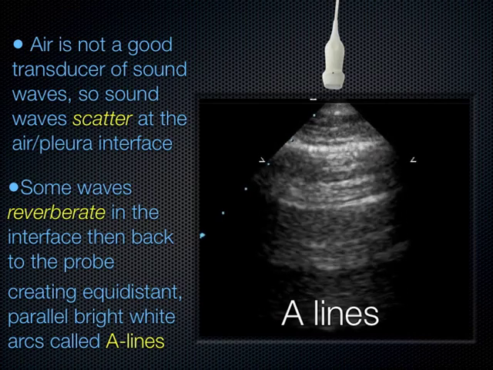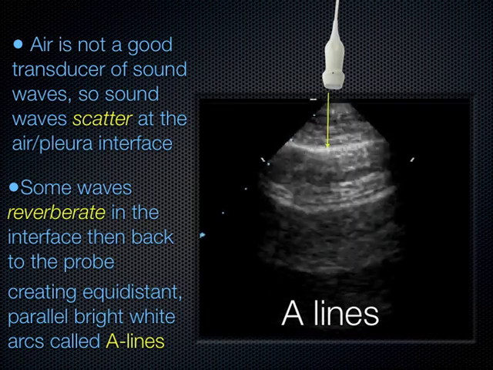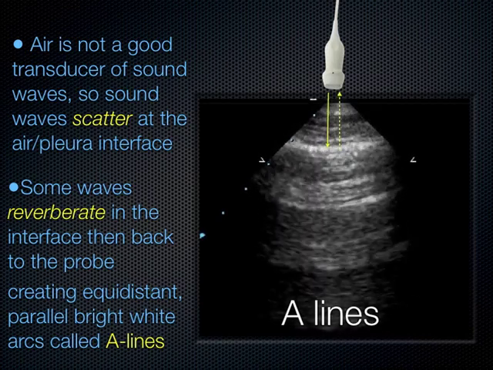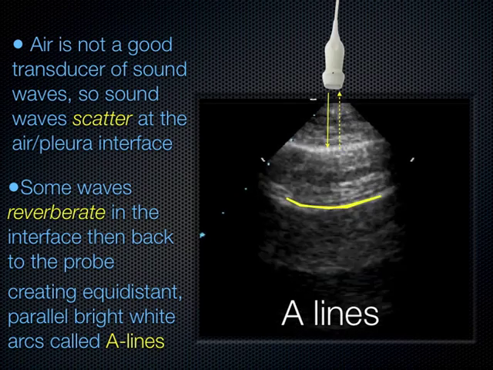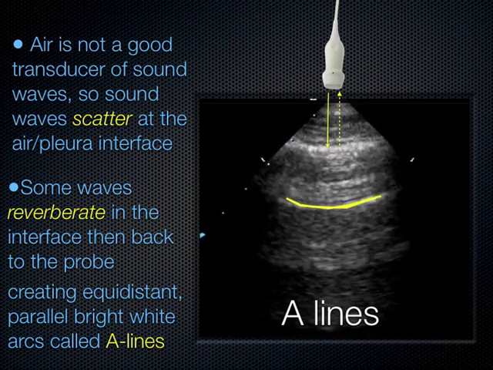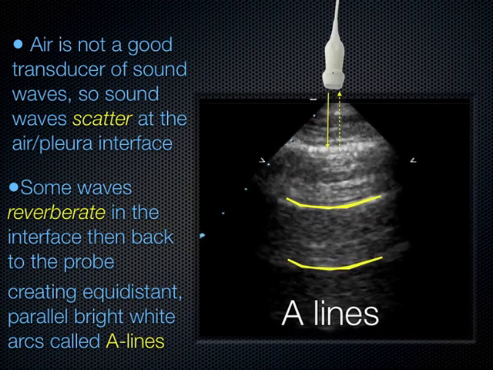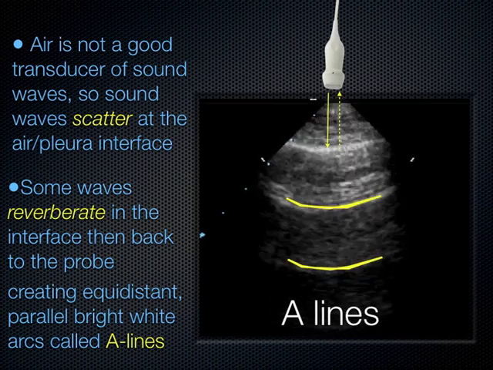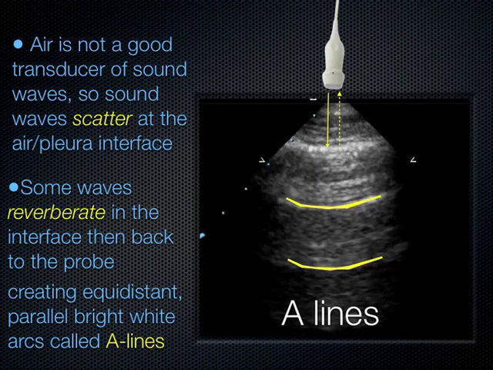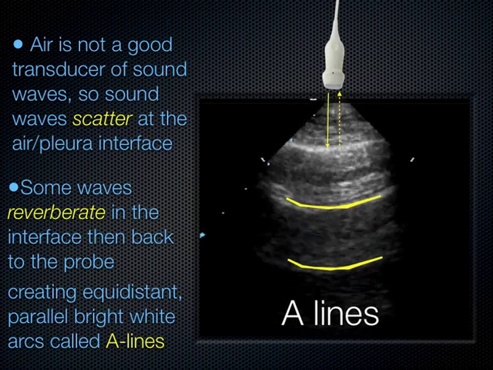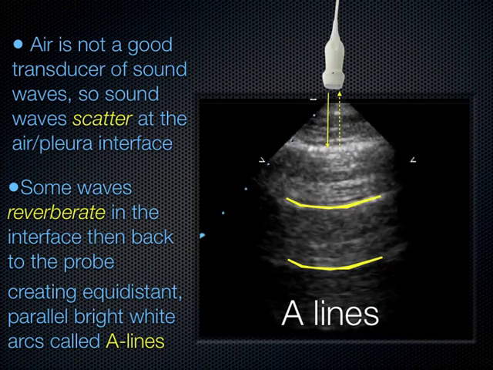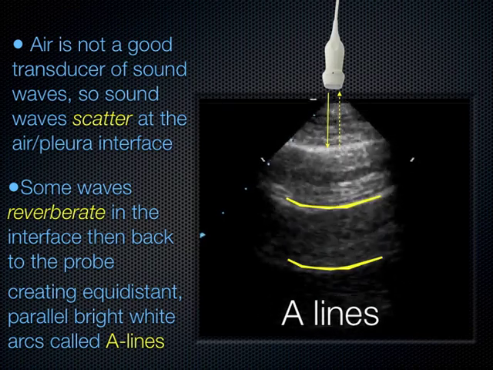Can everybody see that? Mm-hmm. It's just an artifact. Your lungs are not striped. This is because there's air, and the difference between the air and the pleural line is creating this artifact. Okay, so normal lung will have A lines. Also, pneumothorax will have A lines as well. So A line does not necessarily mean normal, but you will see A lines in normal lungs.